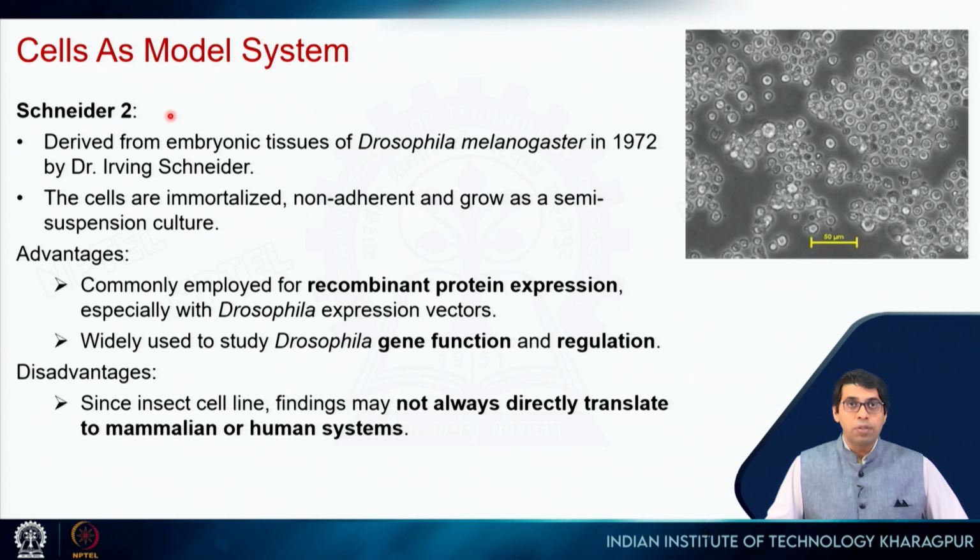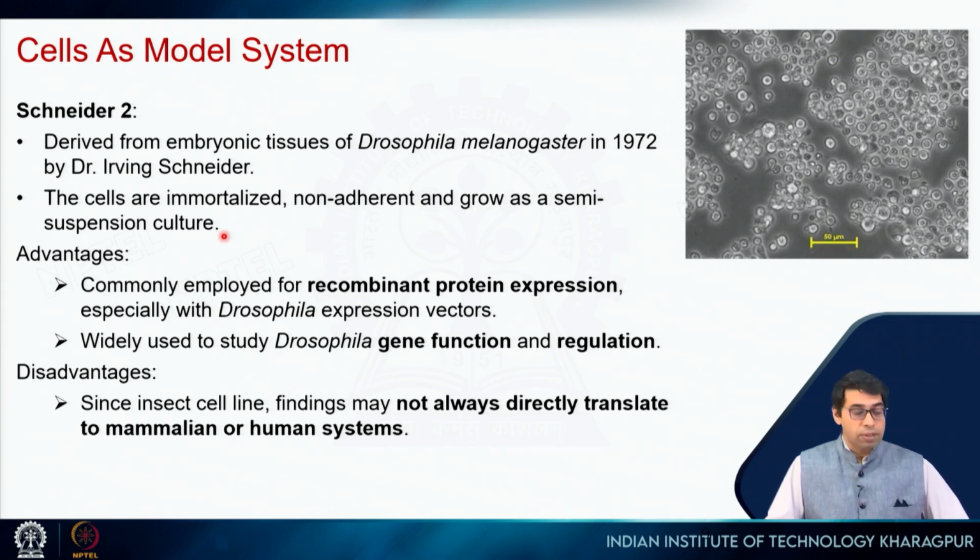Another very commonly used model cell system or cell line is Snyder 2. So this is derived from embryonic tissues of Drosophila melanogaster, the fruit fly. It was isolated in 1972 by Dr. Irving Snyder, and it is named after this inventor. These cells are also immortalized, they are non-adherent, and they grow as a semi-suspension in culture, which means that you can actually use them in some shaker kind of environment.